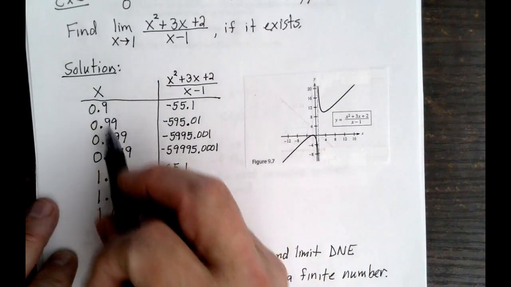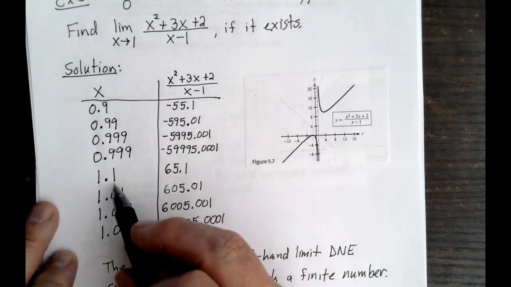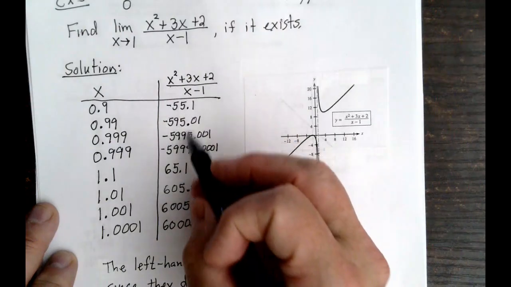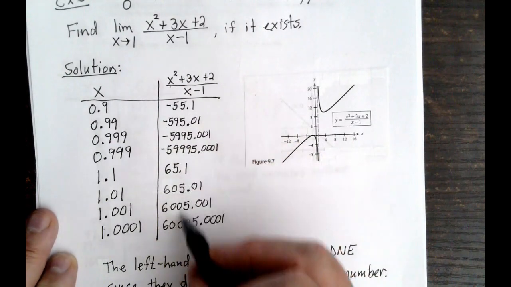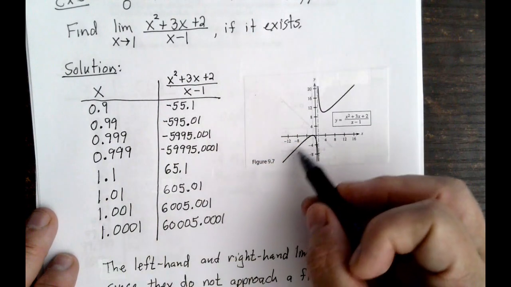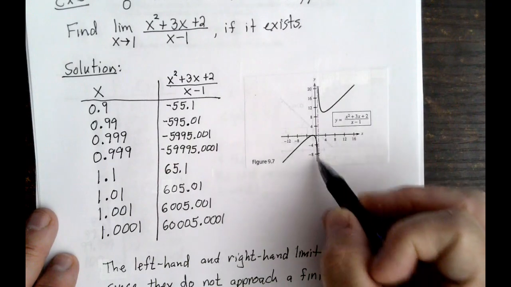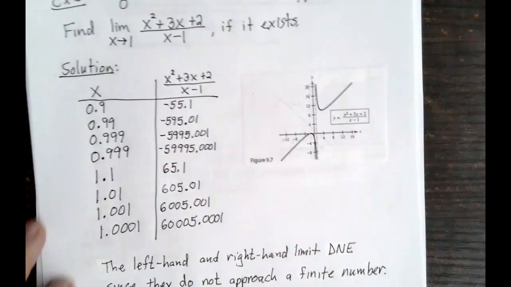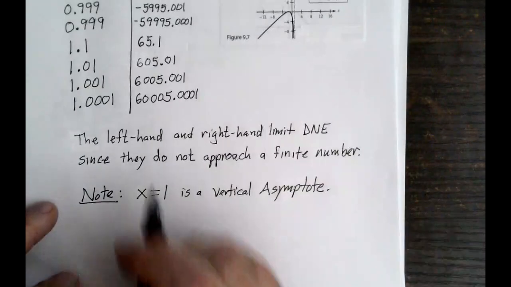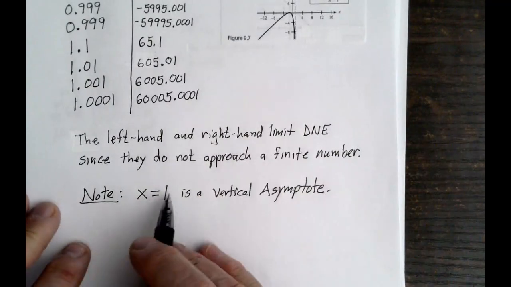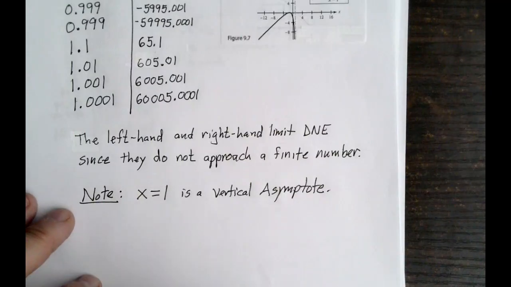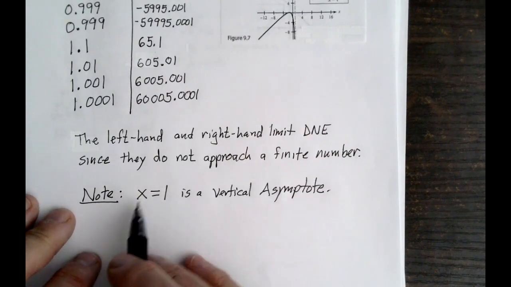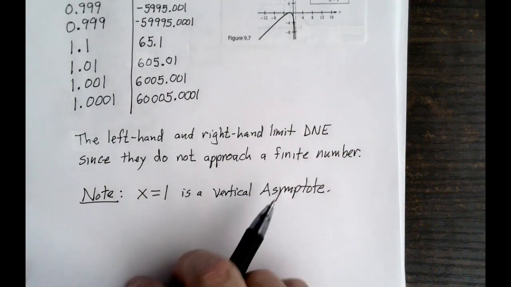If you approach 1 from the left and 1 from the right, look here, this goes to -infinity and this one goes to positive infinity. And that agrees with this right here. It's going out to -infinity forever and up to positive infinity forever. And thus the limit does not exist since the left-handed and right-handed limits do not approach a finite number. Also note x equals 1 is a vertical asymptote.